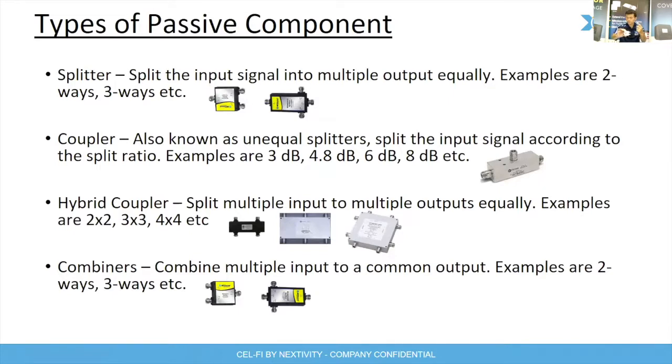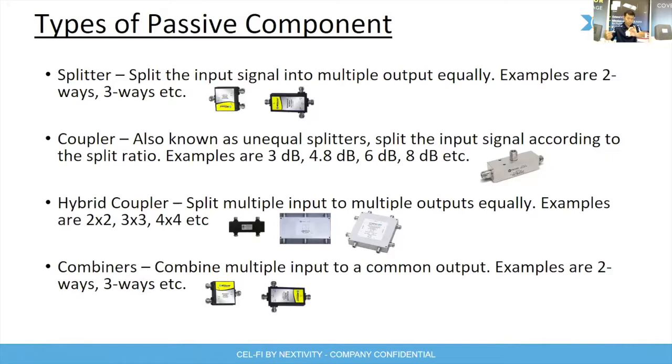Now, think about it. What happens if I want the output ports to be split unequally? If that is the case, this is what we call a coupler. A coupler is also known as an uneven splitter, or some people call it a tapper. Again, we have an input over here, and then two output ports. But the output will be uneven. This will be split by a ratio. For example, this is a 3 dB coupler. The output port difference is 3 dB.